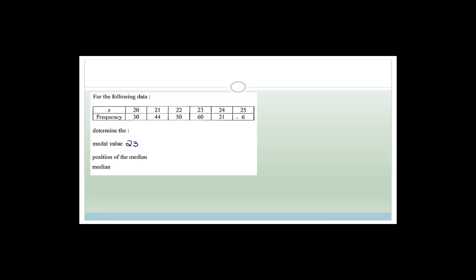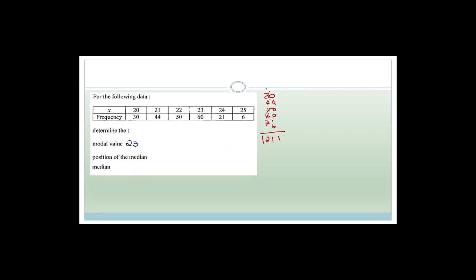Okay. So how many data points do we have in total? We've got 30 plus 44. Let's try again. We've got 30 plus 44 plus 50 plus 60 plus 21 plus 6. Okay, so 6 and 1, 6 and 4 is 10. That's a 1. Carry a 1. Okay, so that there is 10, 15, 21, 211. Okay, so there are 211 data points.